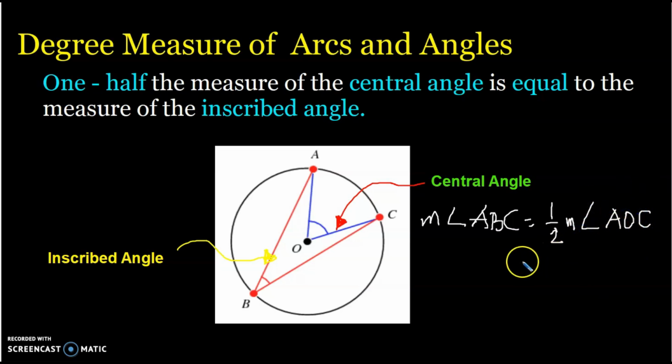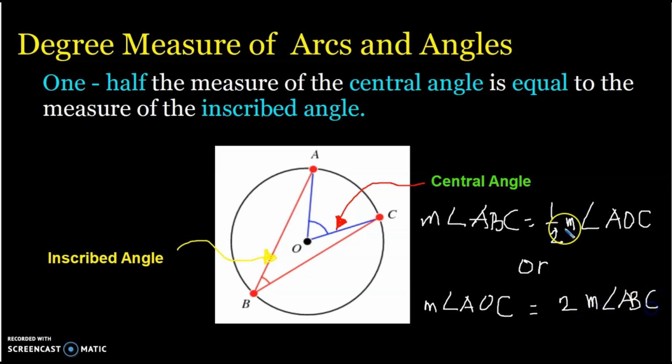Now, if we're going to start from angle AOC as the central angle, we could also say it in this manner. The measure of angle AOC is 2 times the measure of angle ABC. So, either of the two equations.